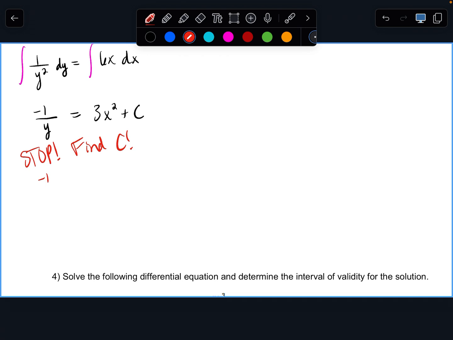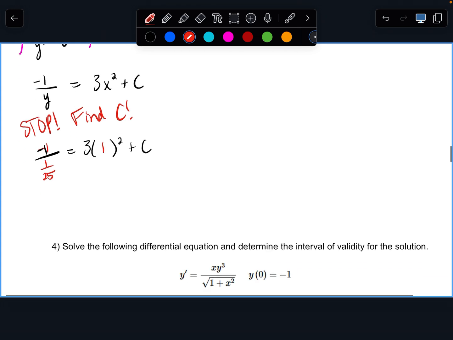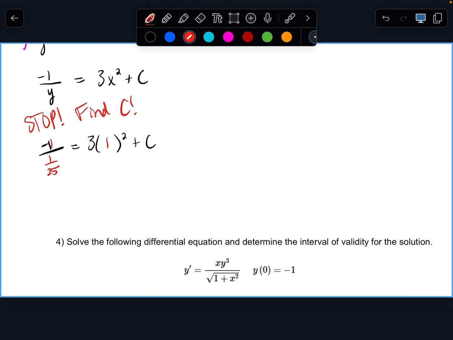So what do we get here? Negative 1 over 25. That's gross, that's fine. And then 3 times, oh wait, it's just 1. Whew. Weren't you scared? I almost put 1 over 25 there. I'm like, no, that's not the y. I just dodged a bullet. Okay, so we get negative 25 equals 3 plus c, so c is negative 28. Seems random, but we're just going with it.